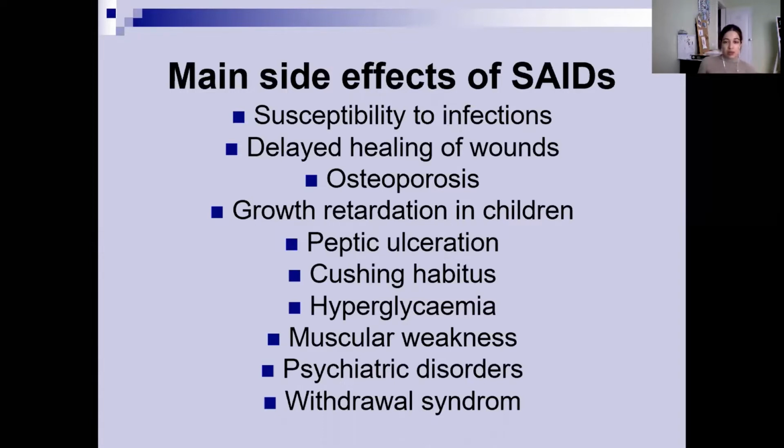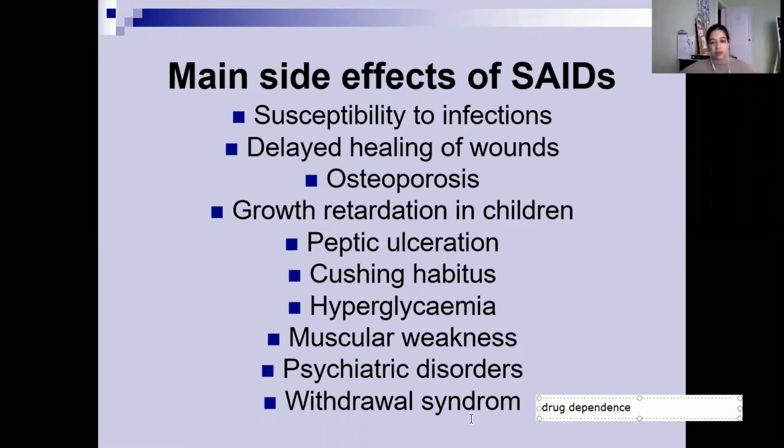Hyperglycemia, because the corticoids increase the release of glucose from liver. Muscular weakness, psychiatric disorders, and withdrawal syndrome if you stop taking steroids, because they make you dependent, actually. Drug dependence.